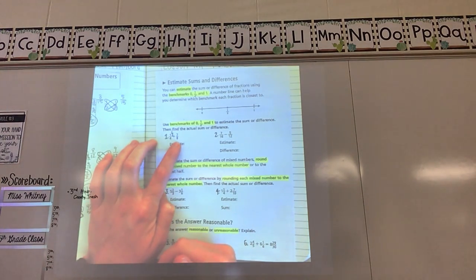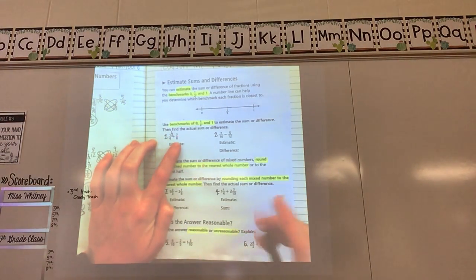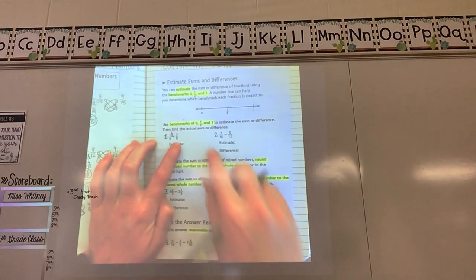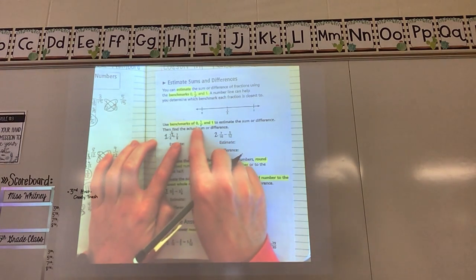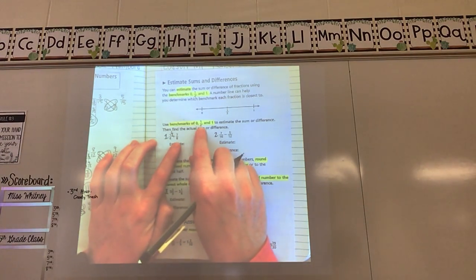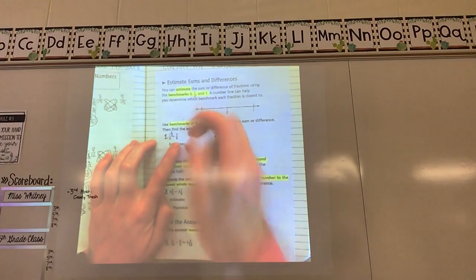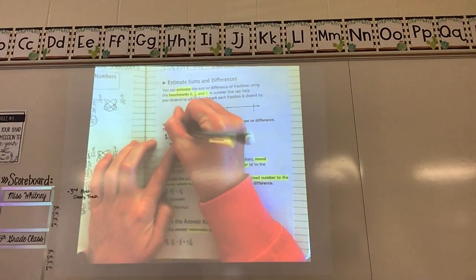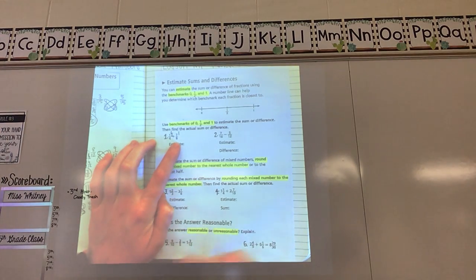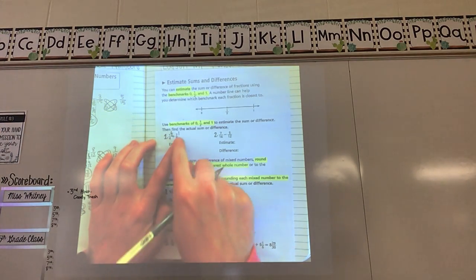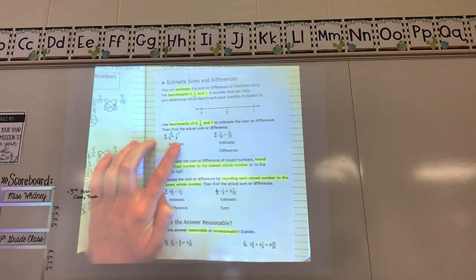It is 7/8. So picture a pizza that's cut into 8 slices and you eat 7 of them. Did you eat almost no pizza? Did you eat about half of a pizza? Or did you eat almost a whole pizza? 7/8. Hopefully you're thinking 1 whole. If you eat 7 out of the 8 pieces of pizza, you've almost ate the whole thing. So I'm writing a 1 there because we estimated it to be a 1.